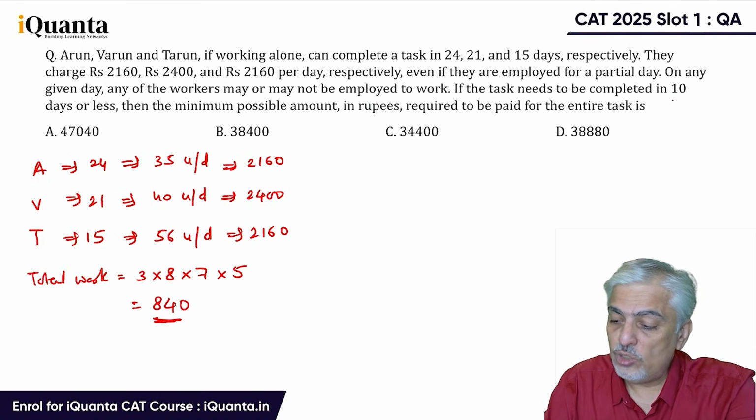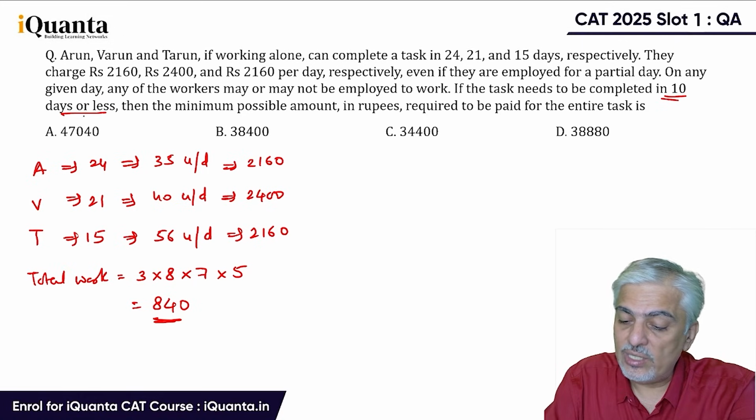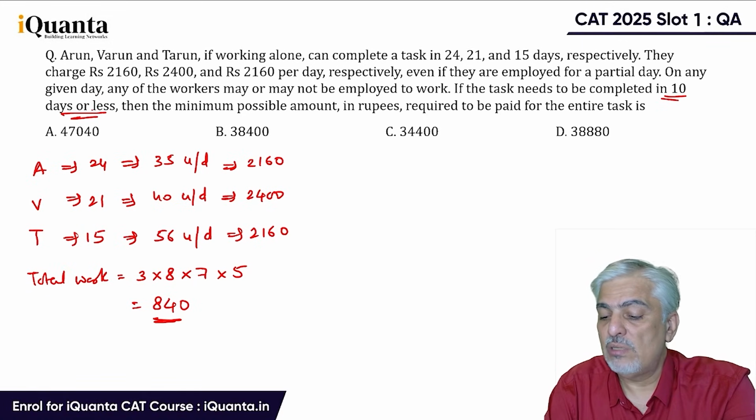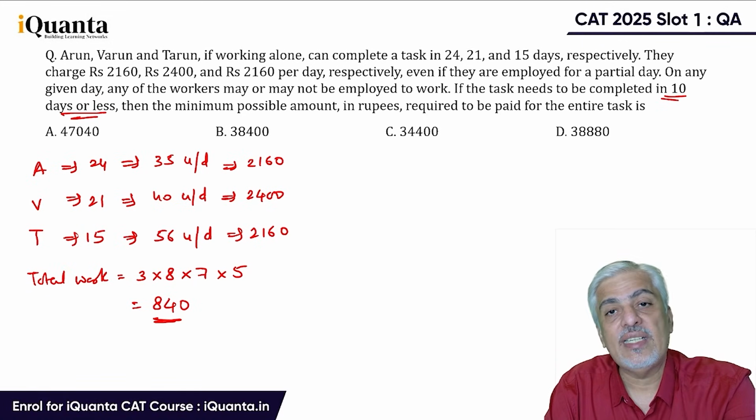If the task needs to be completed in 10 days or less, then the minimum possible amount in rupees required to pay for the entire task is what? I want to just minimize my cost. I have 10 days. I can go up to 10 days. I cannot go above 10 days.